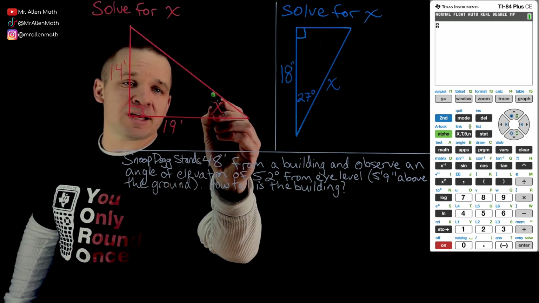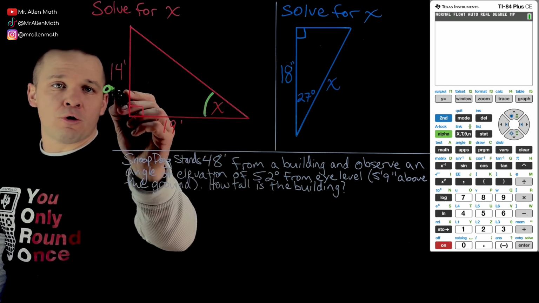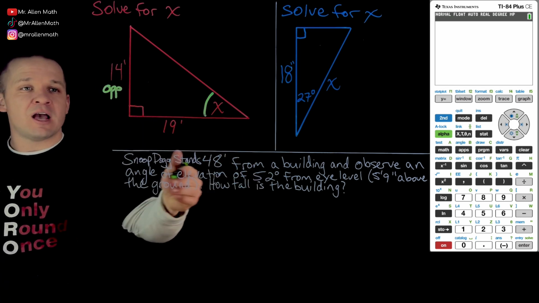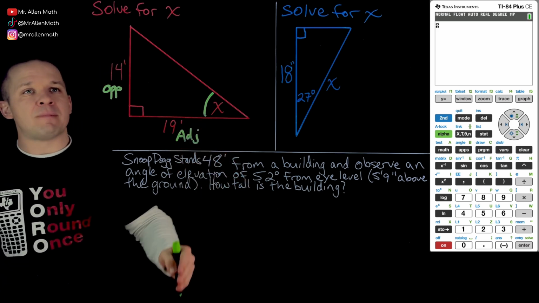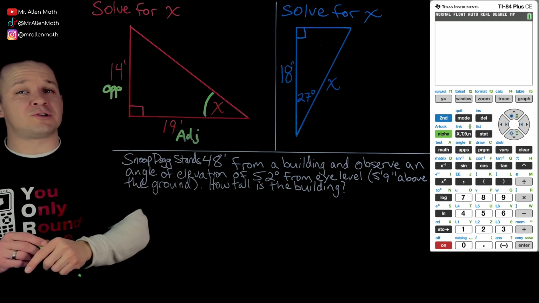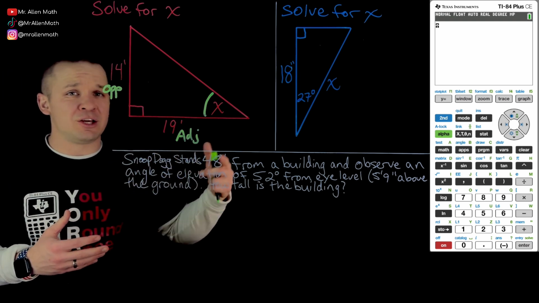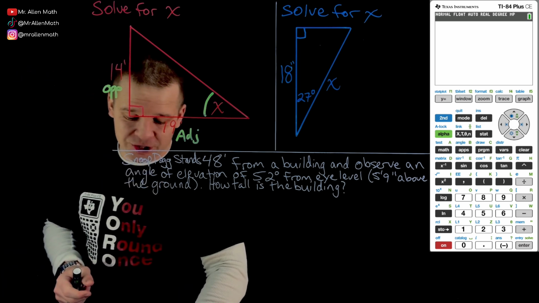So with respect to this angle right here, x, that I'm solving for, the opposite side, OPP, is right over here, and my adjacent side is right here, okay? My hypotenuse, I'm not asked for it, I don't need it, so I'm really only working with those two. So which trig function am I going to use? Might be helpful to jot down a little SOHCAHTOA action real quick.